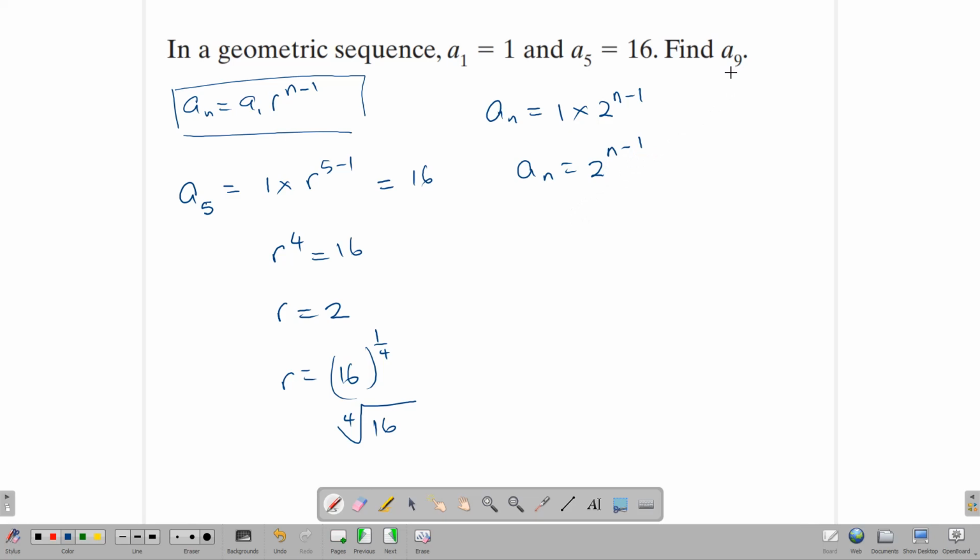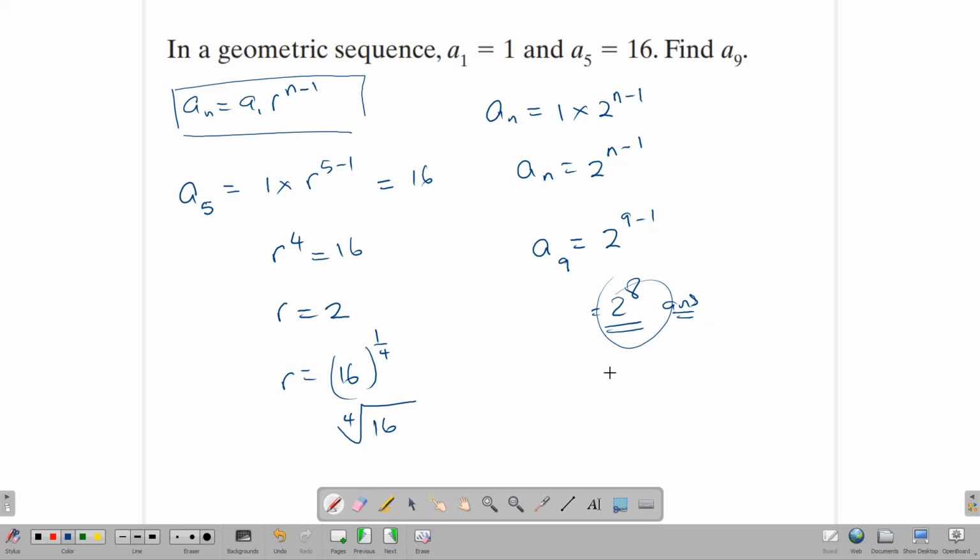And so A9, which we wanted to find, would simply be 2 to the 9 minus 1, which means 2 to the 8. And that's our answer right there. Of course, you could punch that in your calculator and work it out. 2 to the 8 turns out to be 256. But this is your answer.